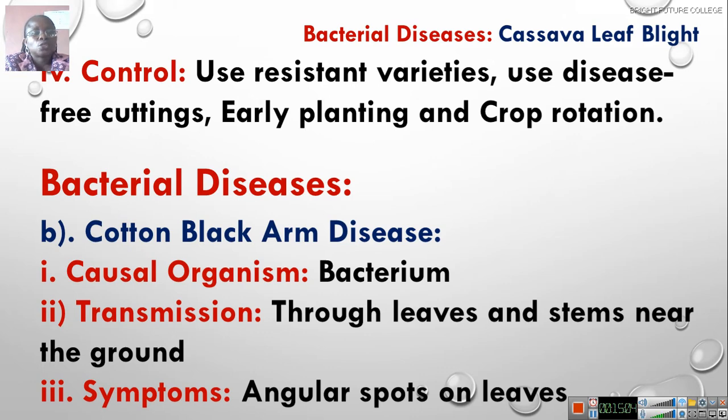We move on to another bacterial disease. Number 2, cotton black arm disease. Remember, the first one was cassava leaf blight. That is number 1 bacterial disease. And we are on number 2 bacterial disease, which is cotton black arm disease.